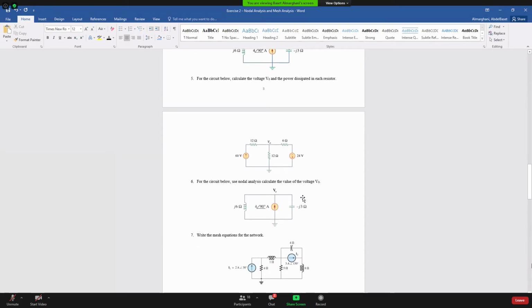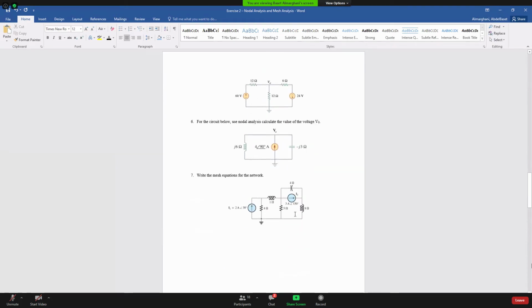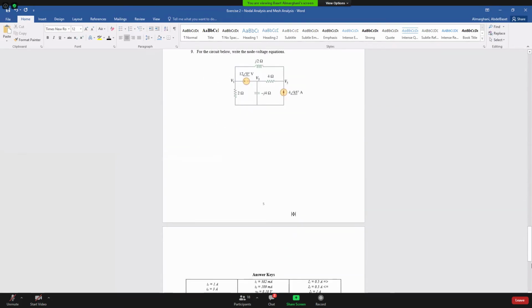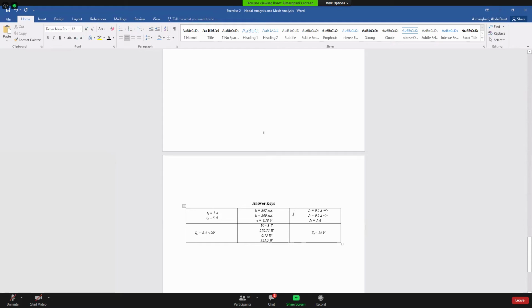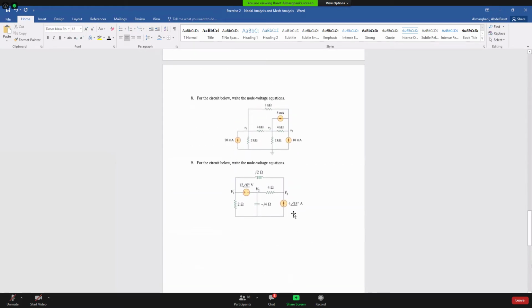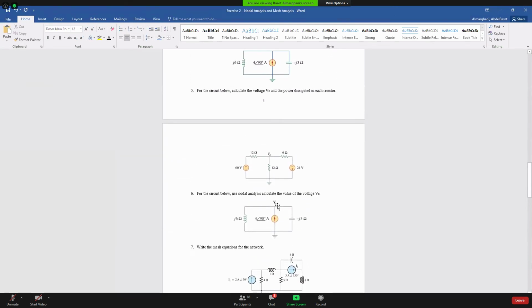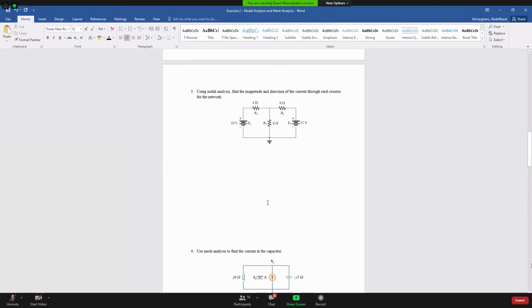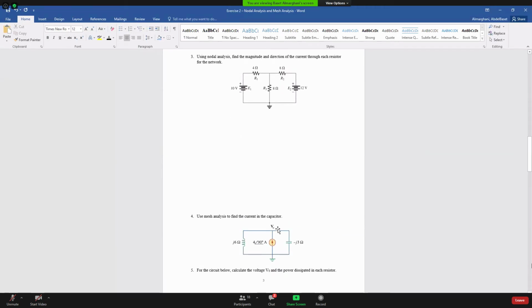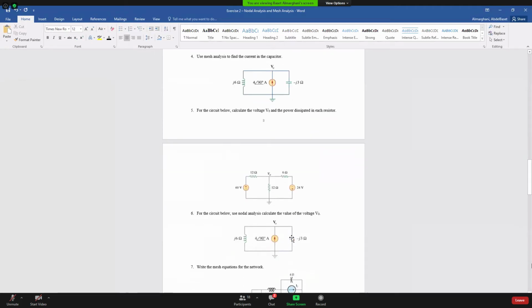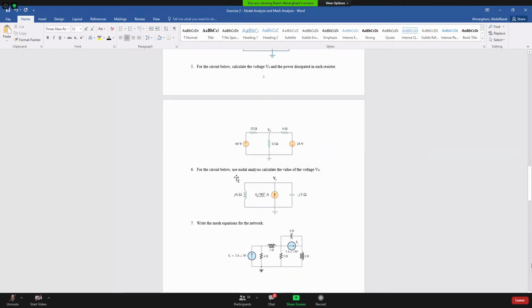This question 4 and 6, it's the same answer. Do I have the same answer for 4 and 6? Hopefully, yes. One says find the current, one says find the voltage. So it's the same question, but just find here the voltage and here find the current. The current in the capacitor, the voltage in the capacitor. So I'm going to do this question in both techniques, nodal analysis and mesh analysis.